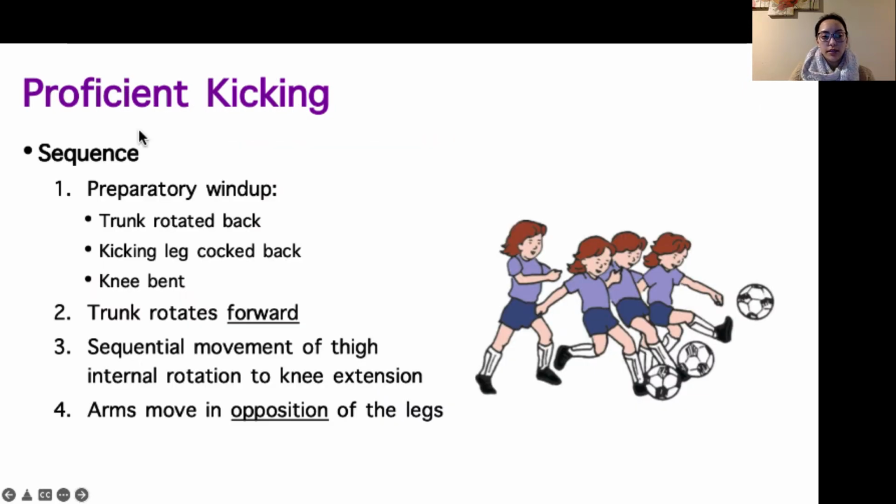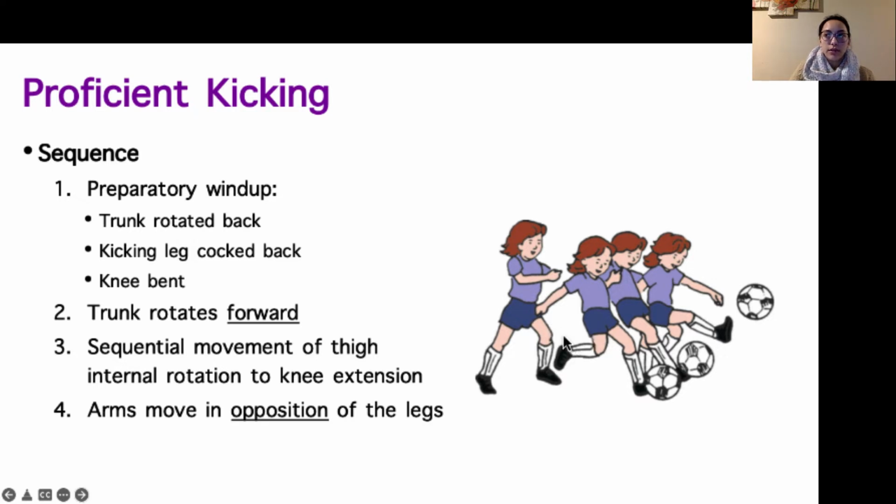For proficient kickers, the sequence usually includes some type of preparatory wind-up. So the trunk might rotate backwards as the support leg contacts the ground. This would be partially due to the pelvis also rotating backwards to get more range of motion in a backswing. So that's what this one is. The kicking leg is cocked backwards. And then the knee bends.